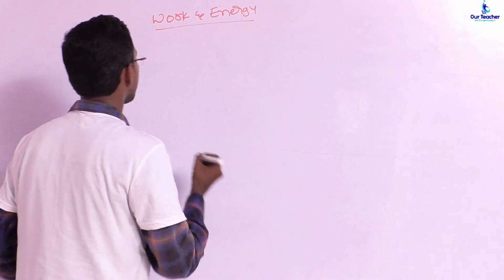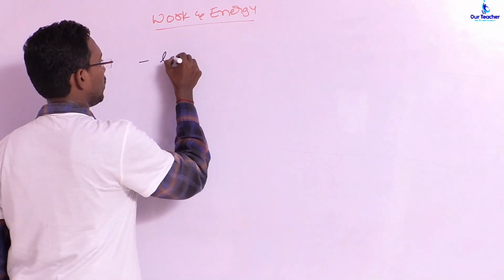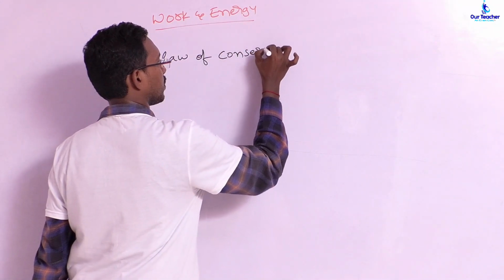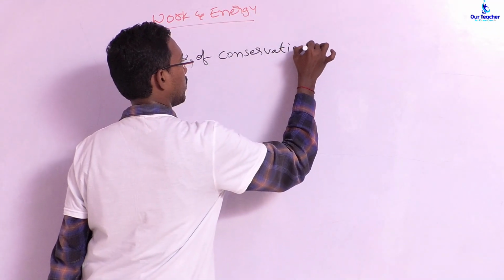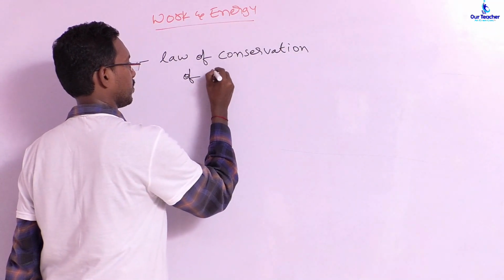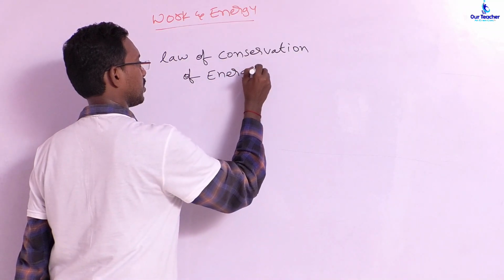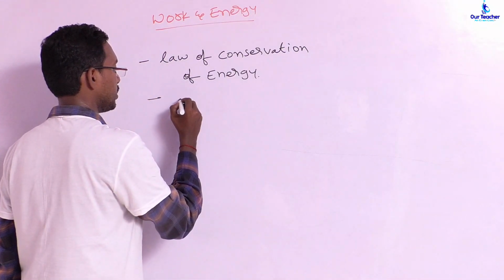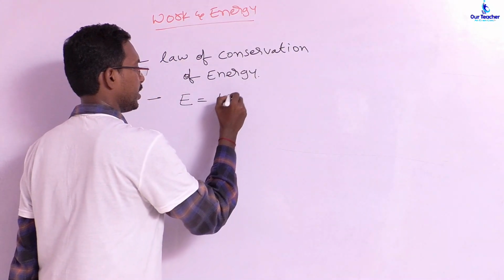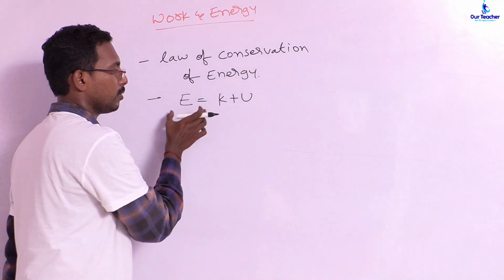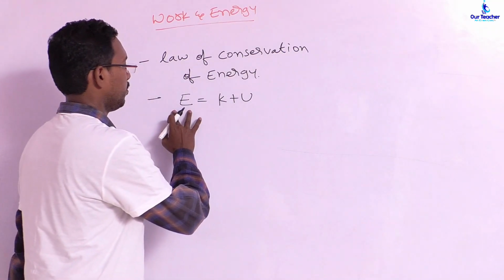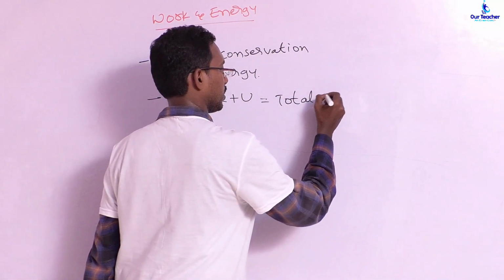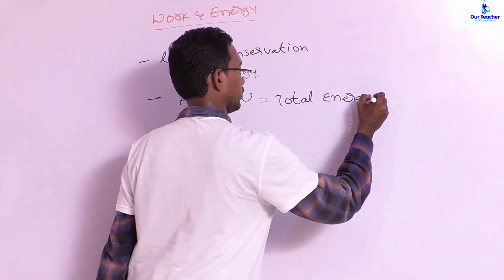After that, we will deal with the concept of the law of conservation of energy. Here energy means mechanical energy. Mechanical energy is the combination of kinetic energy and potential energy. Both together are called mechanical energy, which is also called the total energy of the system.